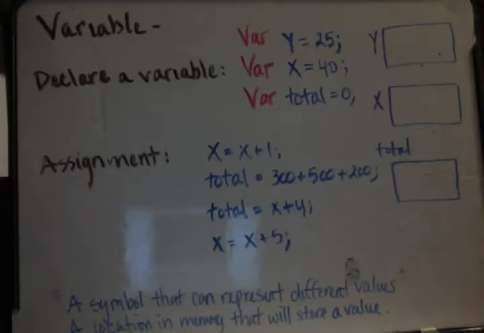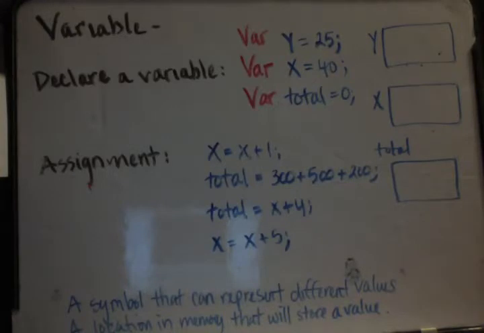All right, I'm going to talk a little bit about variables. So a variable is a symbol that can represent different values. It's also a location in memory that will store a value. Variables are used in every single programming language. They're one of the fundamental basic things you use in every language.